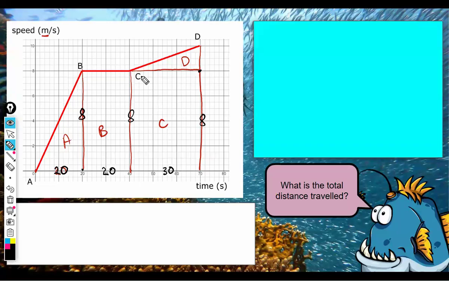Now, if here is 30, then the opposite side is also 30. And how much is from here to here? If here's 8 and here's 10, 8 to 10 is how much? 2. How many people were using the correct measurements? Now it's just to find the area of each part and add it up.